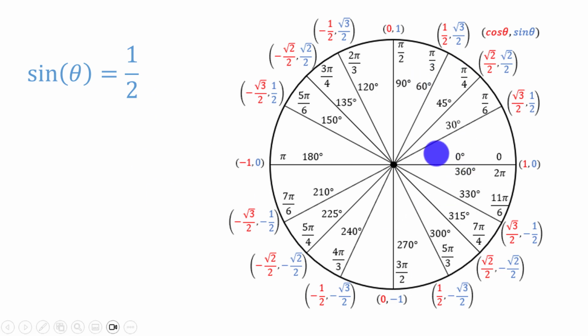So you can look right over here. At pi/6, the y-coordinate is 1/2. So that's one answer. But also over here at 5pi/6, we are also at 1/2. Okay, so there are actually two different answers on one revolution of the circle for our angle theta.